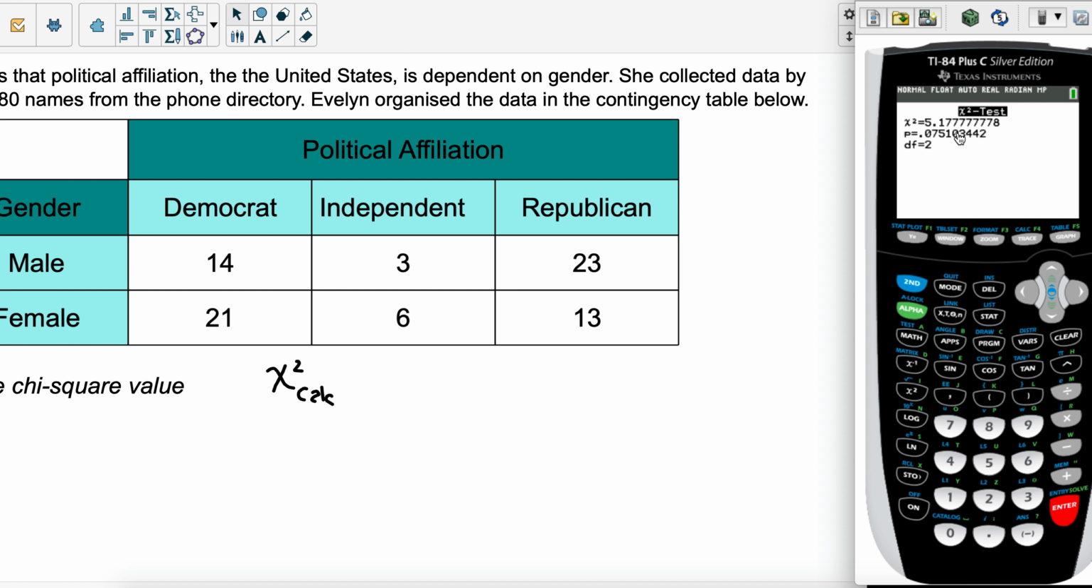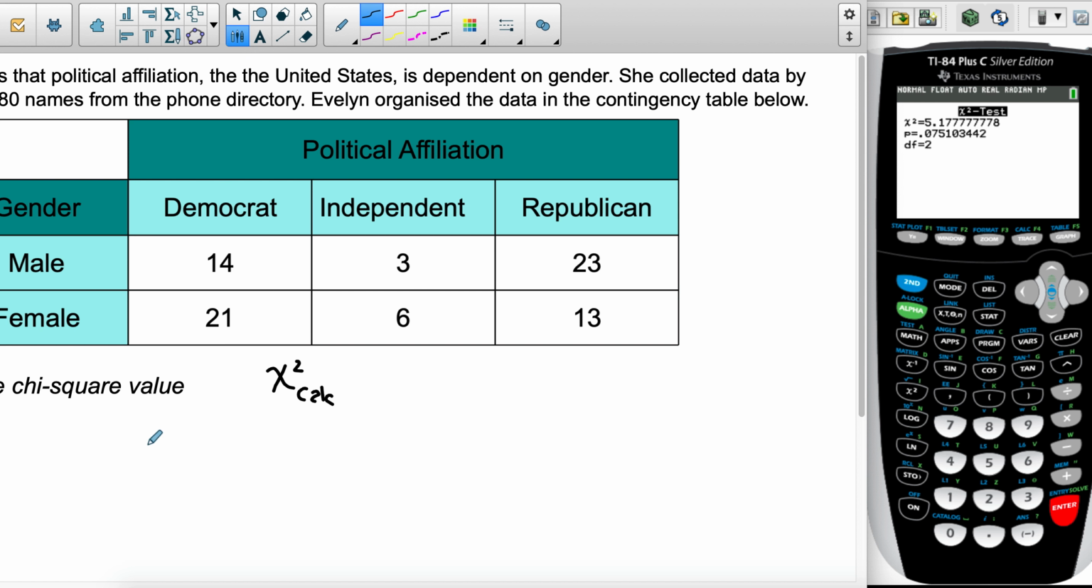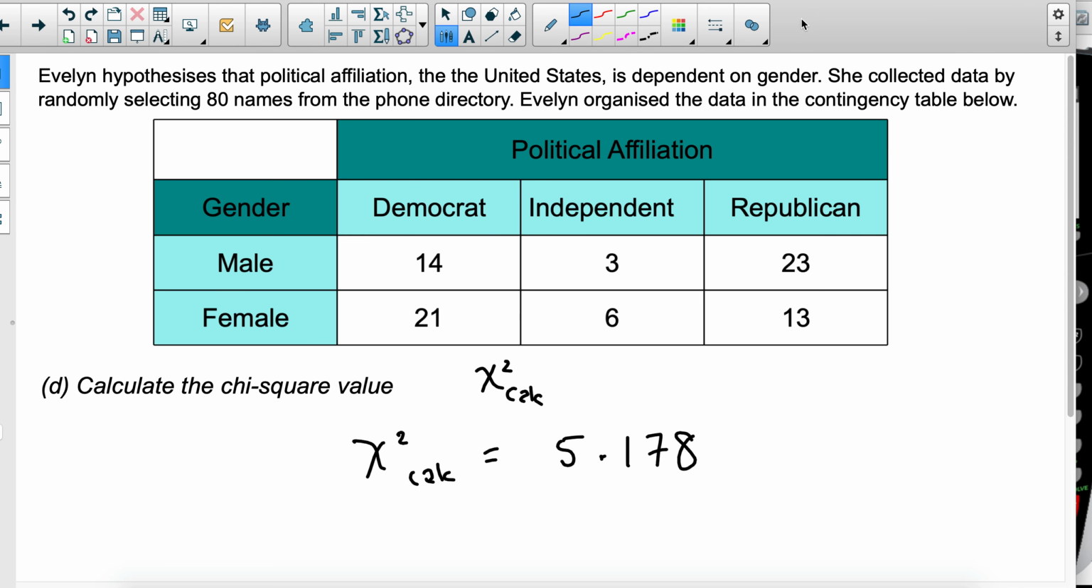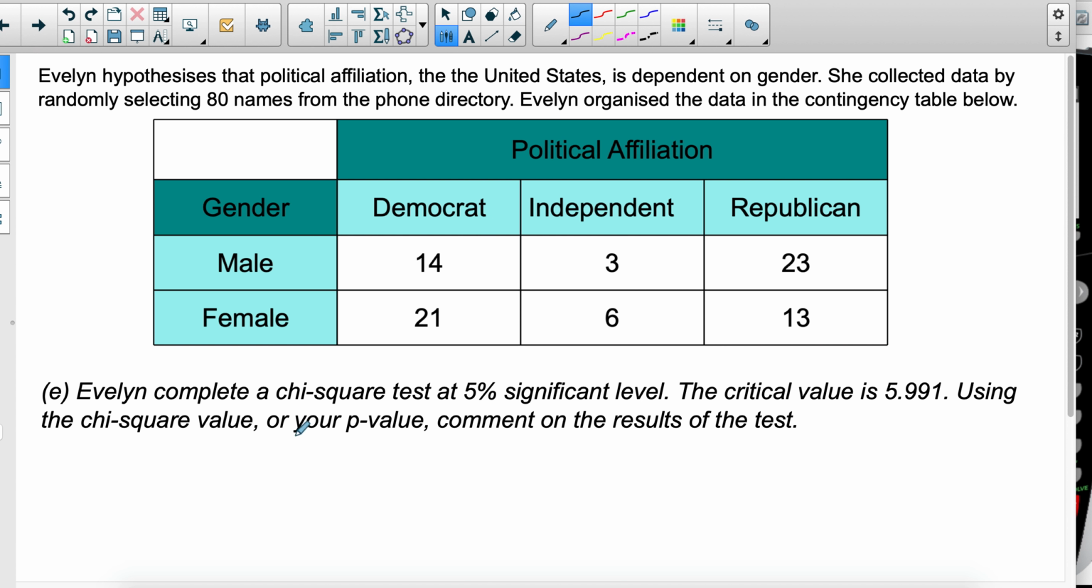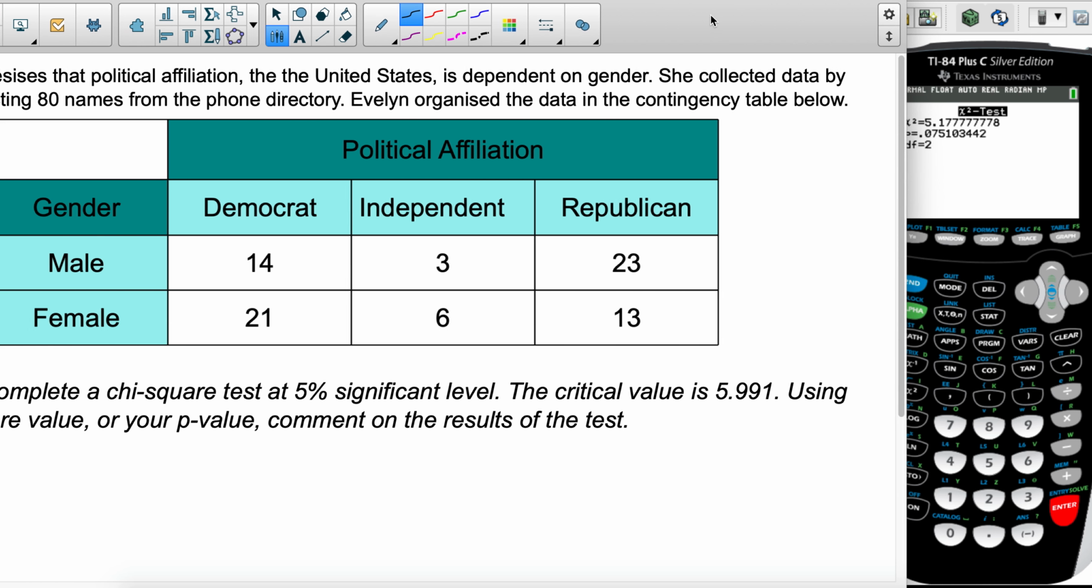and you have the chi-square value is 5.178. Okay, be careful with rounding here. You can also see that the degrees of freedom is 2. Now, this is the chi-square value. The last part of the question is to complete a chi-square test at 5% significance level. Critical value is 5.991. Using the chi-square value or the p-value, comment on the results for the test.